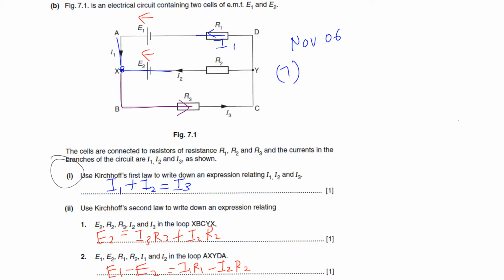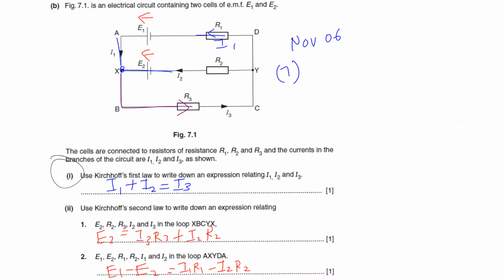And PD is given by what formula? What's the formula for PD? V equals IR. So we take the current I3 times R3. Understand? So you get positive I3 R3. What about from here? We come to this side. So the PD across this R2 is also IR. The current is this way from Y to X, which is I2.